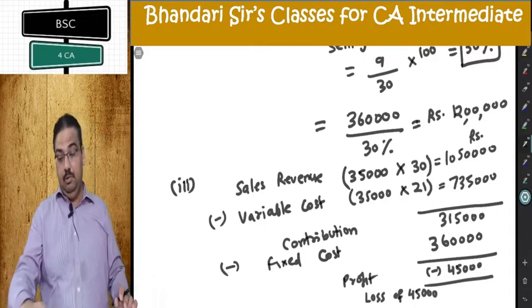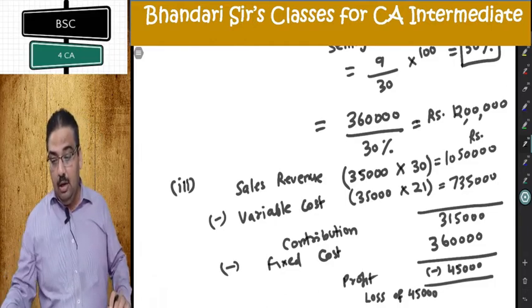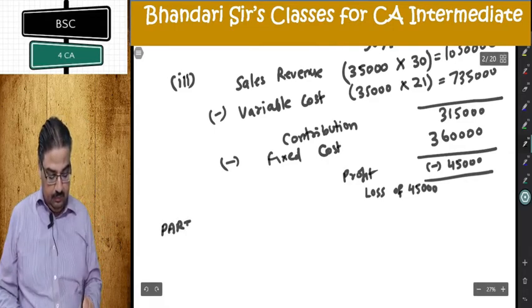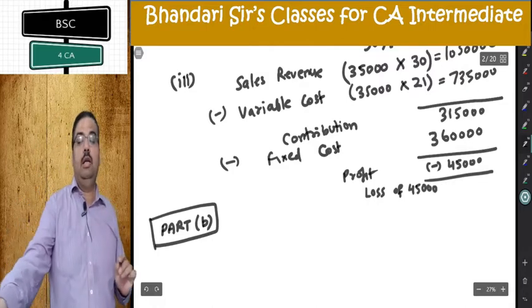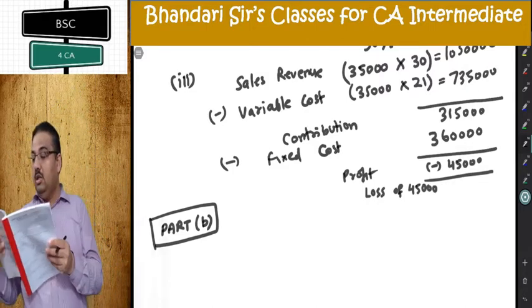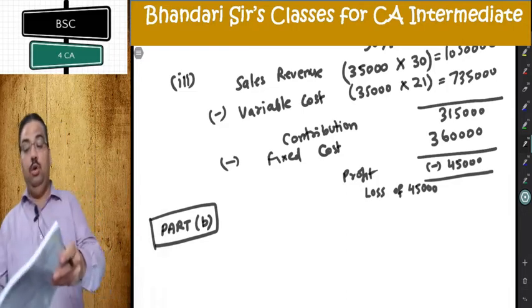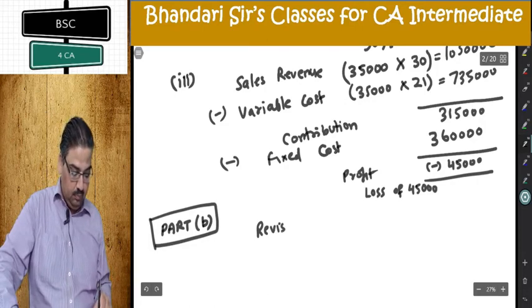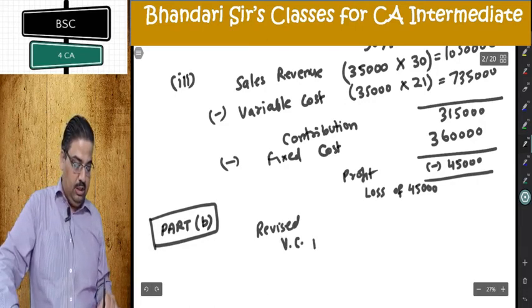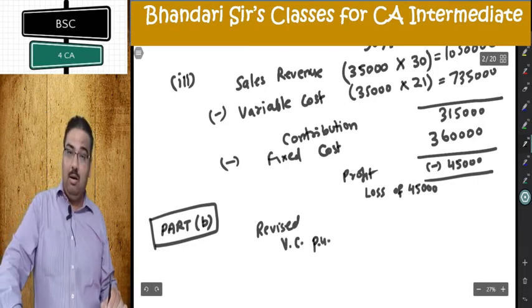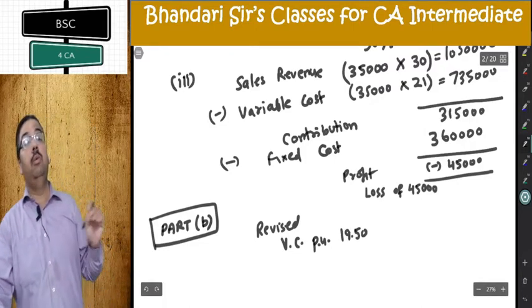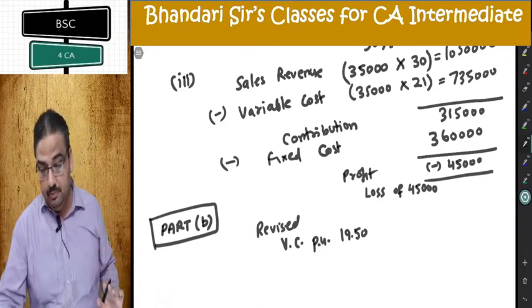Now comes part B. Part B makes some changes in basic data. Let us read the changes. The sales commission is proposed to be discontinued, means revised VC per unit. What is VC? Variable cost per unit, 19.50. Because sales commission will be discontinued, 1.50 will be saved.